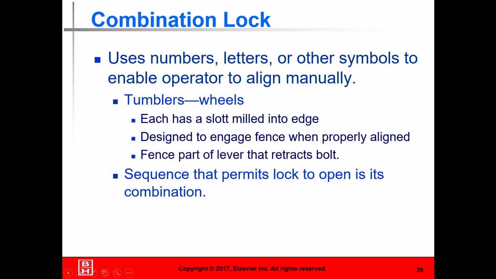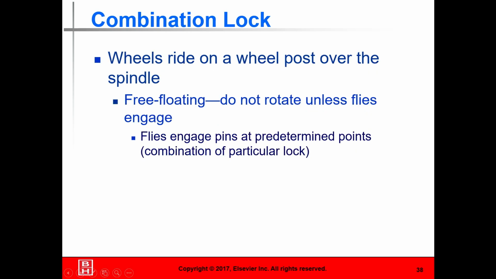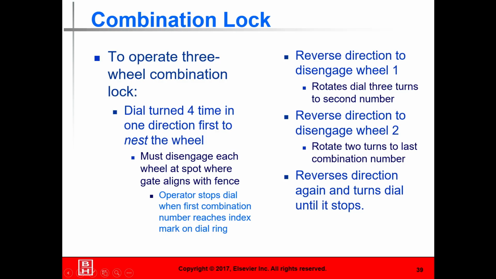Combination locks. Most have no more than four tumblers. As the dial rotates, cams rotate and allow us to have this in. It's usually a wheel, with multiple wheels that, when they line up, the pin goes in and engages it. A floating pin, so it allows us to have what's going on.